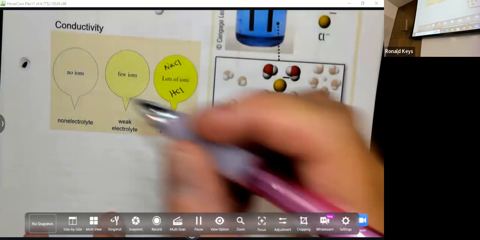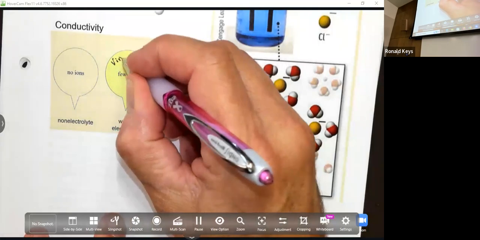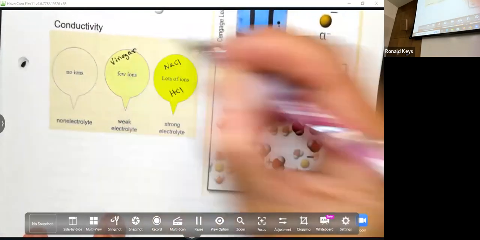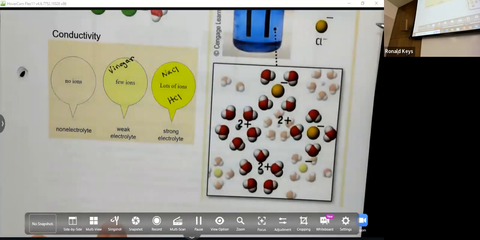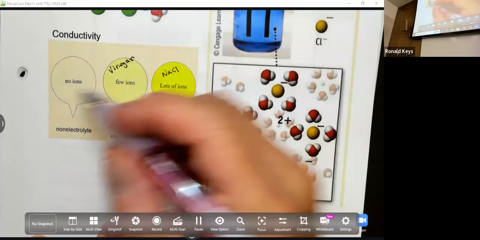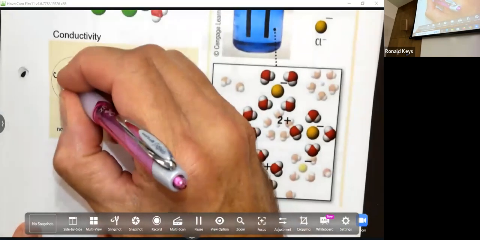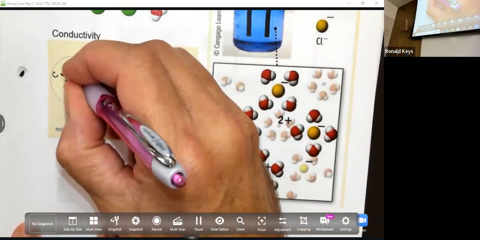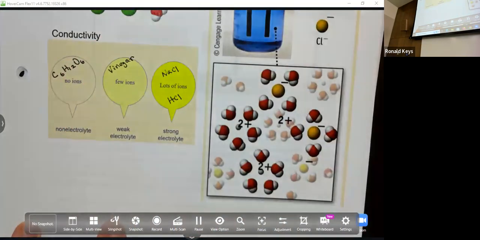If you get few ions in solution, an example of that is vinegar. And no ions in solution would be glucose, sucrose, sugar, C6H12O6.